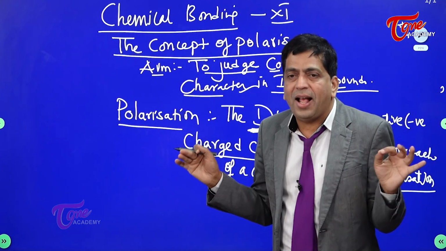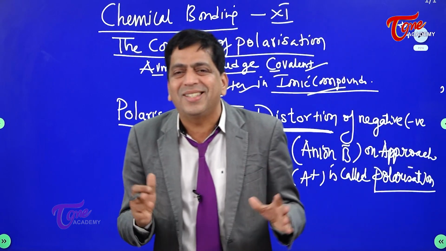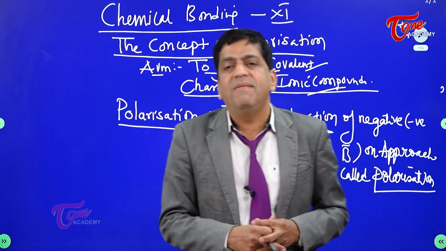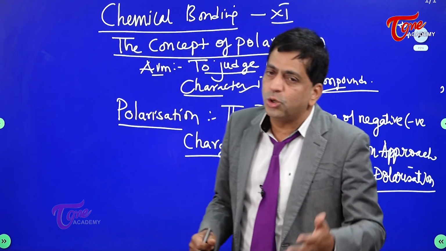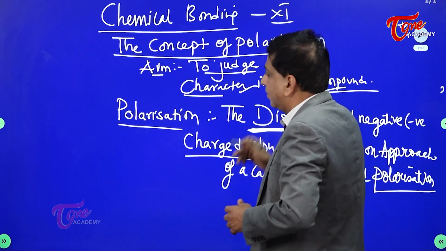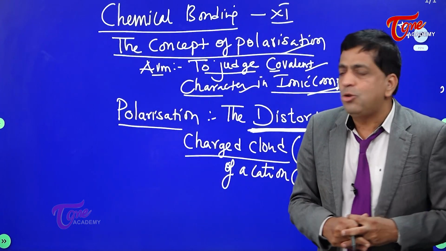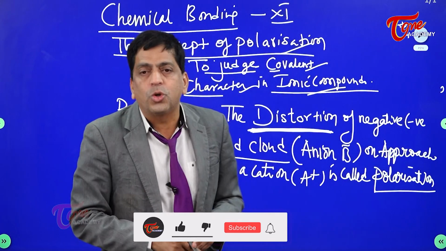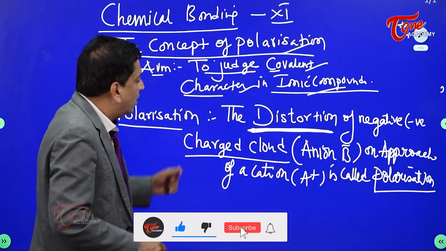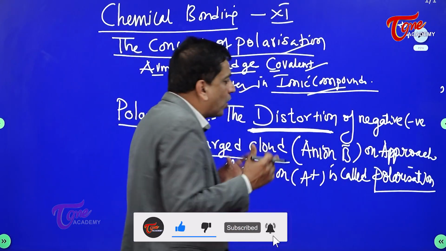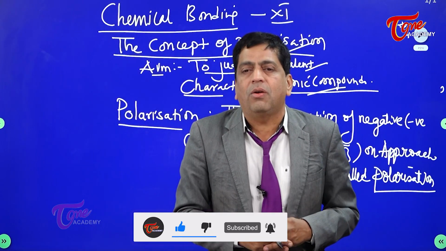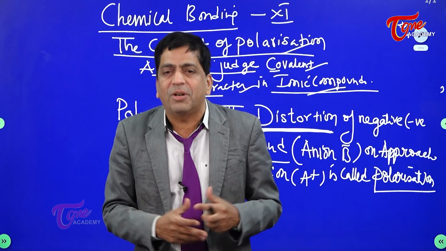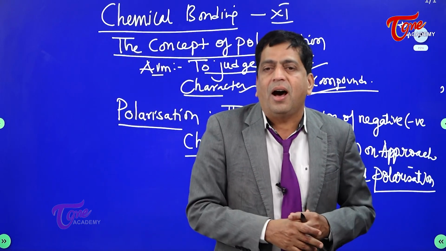What I'm trying to tell is some ionic compounds possess some covalent characteristics. To explain that, we must give some convincing explanation. Hence, I introduced to you the concept of polarization, to judge the covalent character in ionic compounds. And hence I propose to you what is polarization. It's nothing but the distortion of the negative charge cloud on approach of a cation, which can be called polarization. So I'll give you a pictorial representation of it, and then comments are made after that.